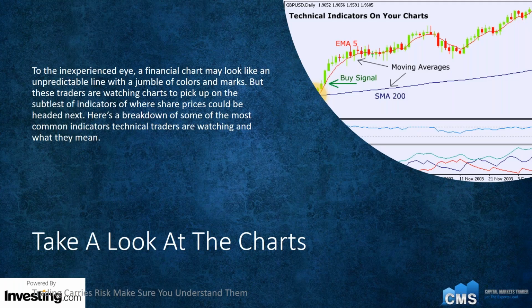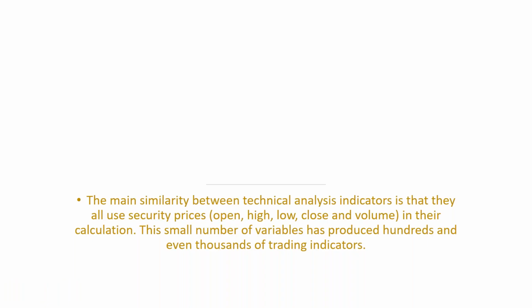To the inexperienced eye, a financial chart may look like an unpredictable line with a jumble of colors and marks. But these traders are watching charts to pick up on the subtlest of indicators of where share or asset prices could be headed next. So here we're going to look at a breakdown of the most common technical tools that traders are watching and what they could mean. The main similarity between technical analysis indicators is that they all use open, high, lows, closes, and volumes in their calculations.